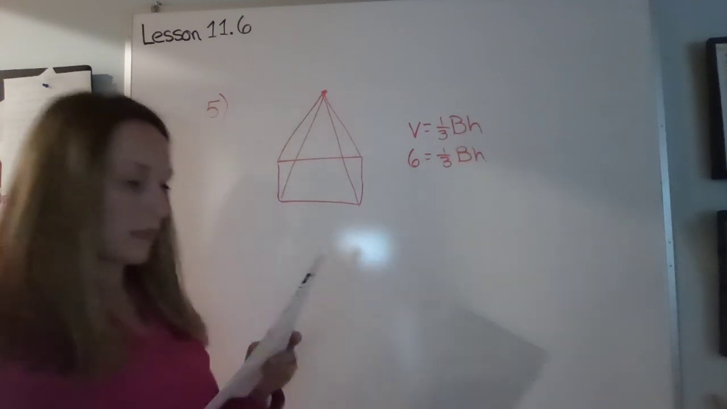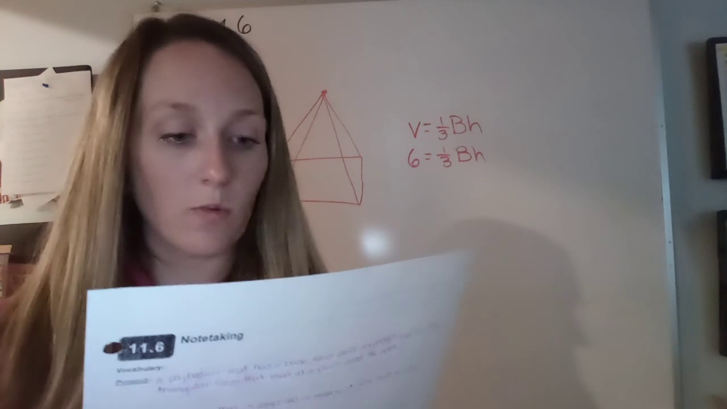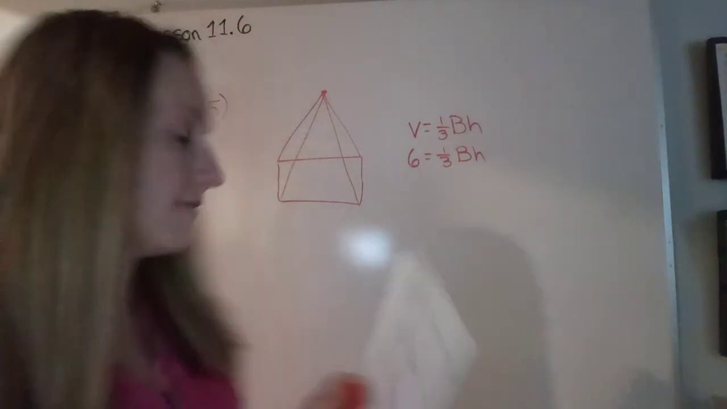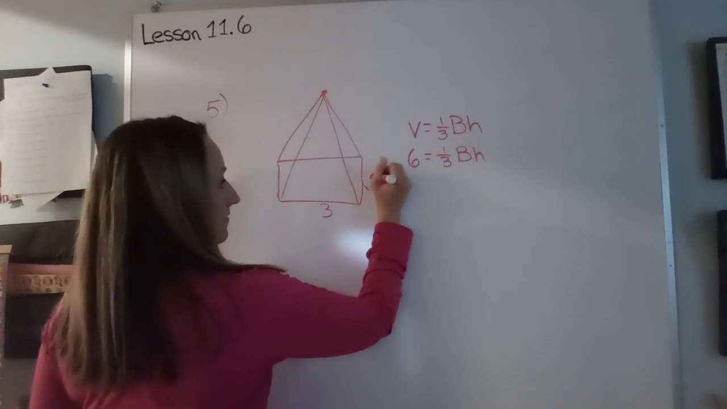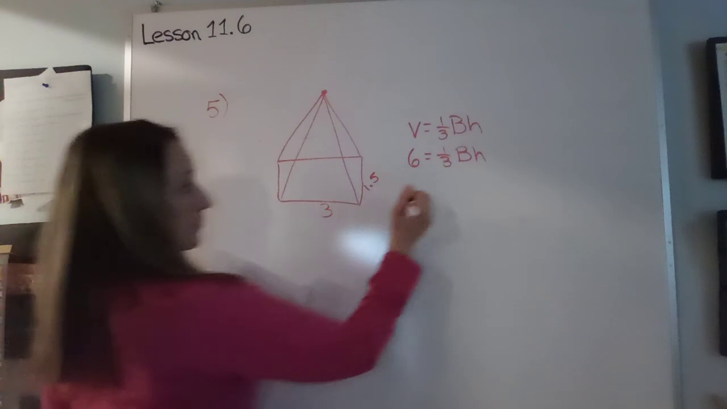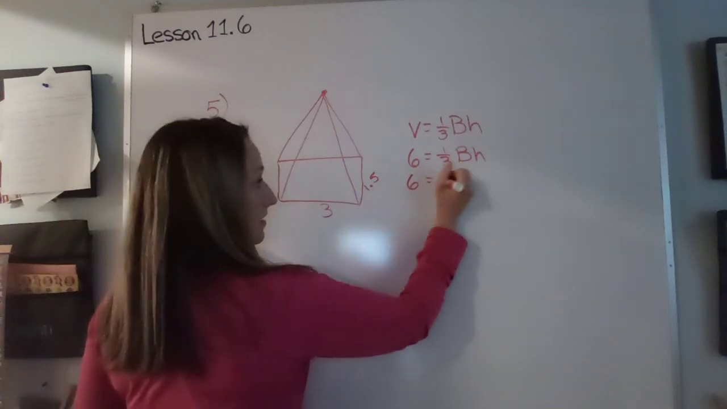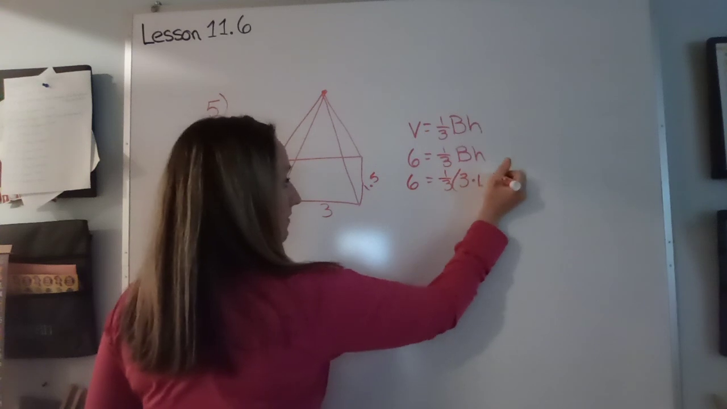All right, what else is given? The length of the rectangle base is 3 feet, and the width of the base is 1.5 feet. So 3 feet, 1.5 feet. So I know to find the area of the rectangle, I would do 3 times 1.5. So I can fill that in for B. 3 times 1.5.